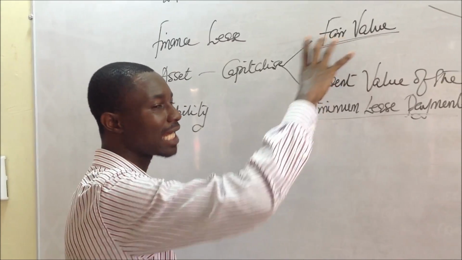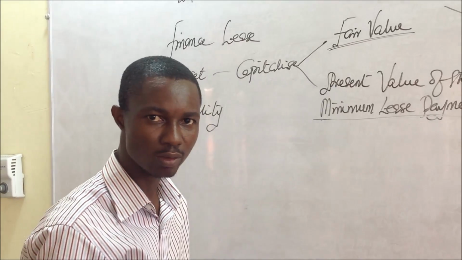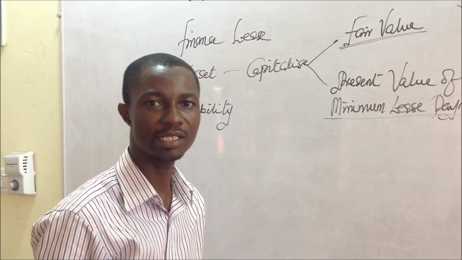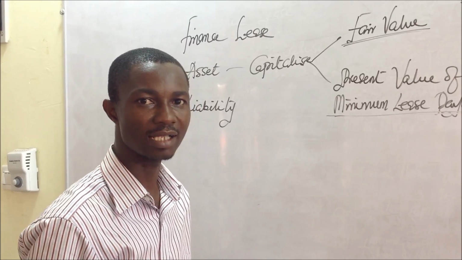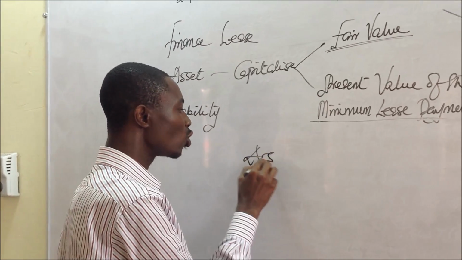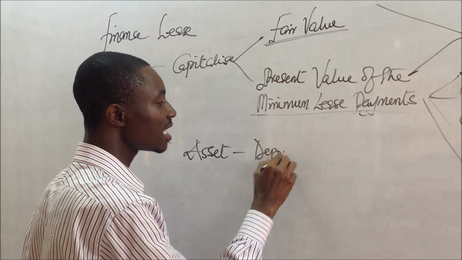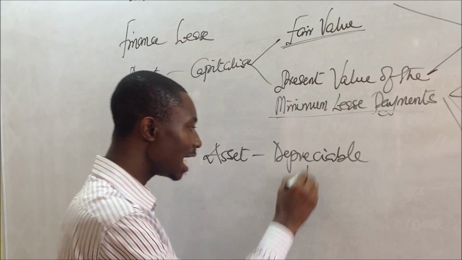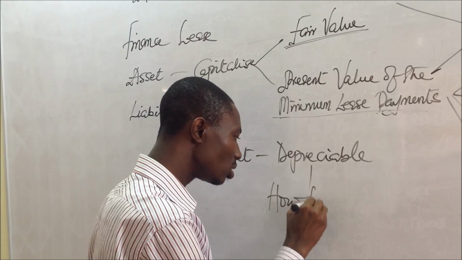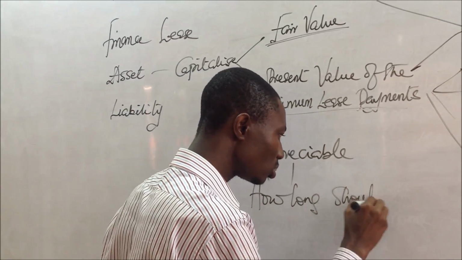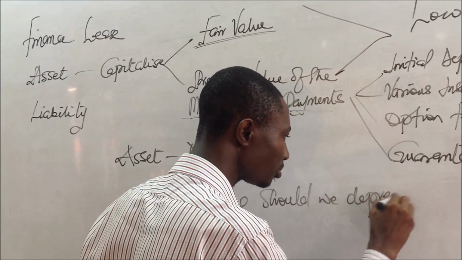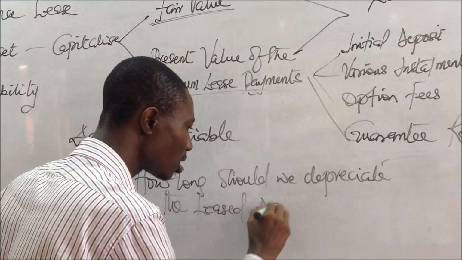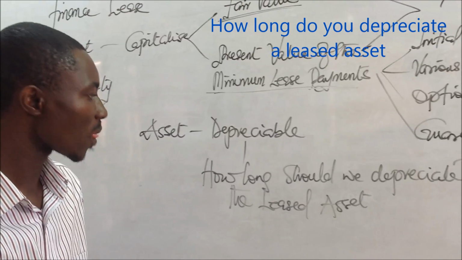Now, once we have capitalized an amount, once we know the cost to be brought into our books, of course, it means that we are going to debit our PP&E with that amount. Then we will also create a liability for the same value. Once this is done, an asset has been created. So if an asset is created, the question is, is the asset a depreciable asset? If the asset is depreciable, then the question that flows next is how long should we depreciate the leased asset? How long are we going to depreciate it?